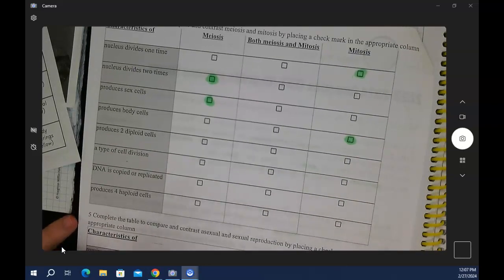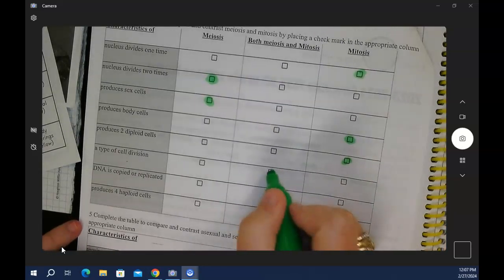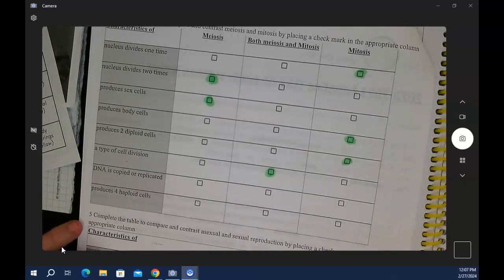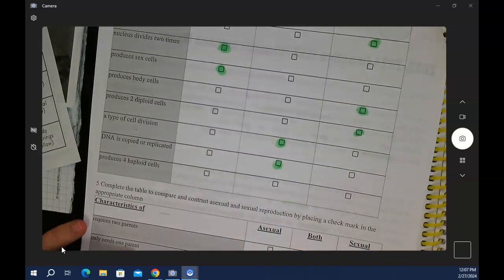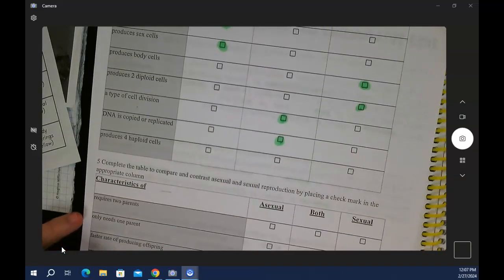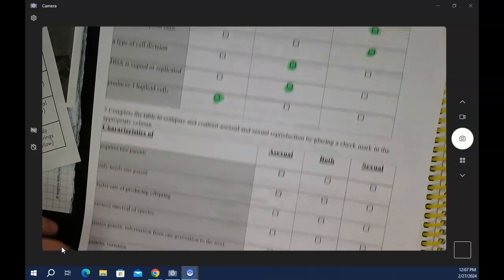Produces 2 diploid or full chromosome cells, mitosis. A type of cell division. They are both a type of cell division. DNA is copied or replicated in both meiosis and mitosis. 4 haploid cells are produced, or half the genetic information, in meiosis.